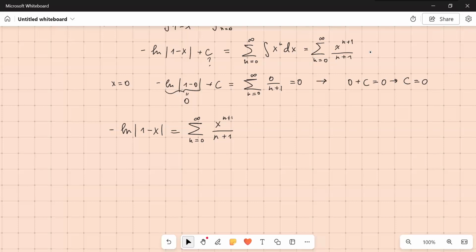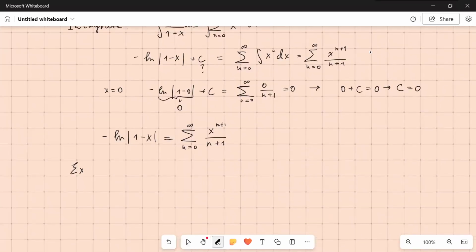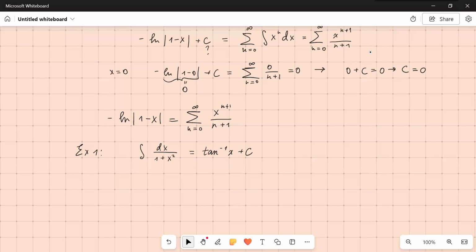I did not label the examples, so okay, I'm going to do example number 1 here. So, guys, we do know that the integral dx over 1 plus x squared is equal to what? Tangent inverse of x plus a constant, right? How do we know this? Well, if you differentiate tangent inverse, you get 1 over 1 plus x squared, right?